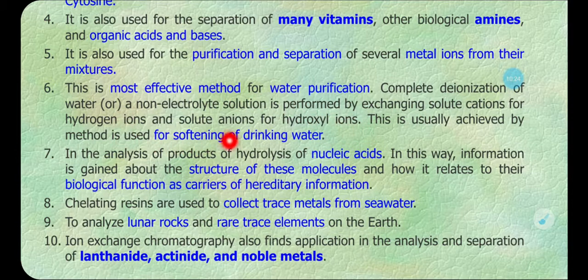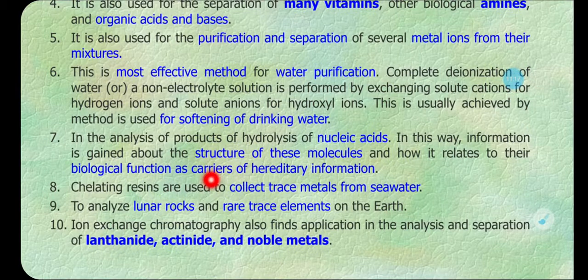In every house we can now use soft water for drinking purposes, or we can use these ion exchange resins for the purification or softening of water in water purifiers. Next application is in the analysis of products of hydrolysis of nucleic acids. In this way, it gives information on the structure of these molecules and how it is related to their biological functions, as they carry the hereditary information from one generation to the next generation.